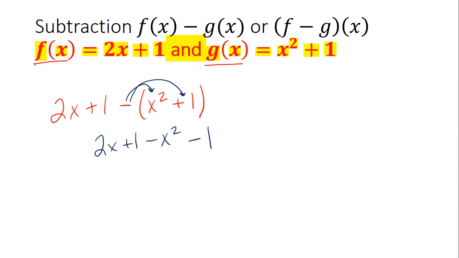Now we combine our like terms. What are my like terms? The ones. I have a positive 1 and a negative 1. What's going to happen? They cancel each other out. So all we're going to be left with is negative x squared plus 2x.